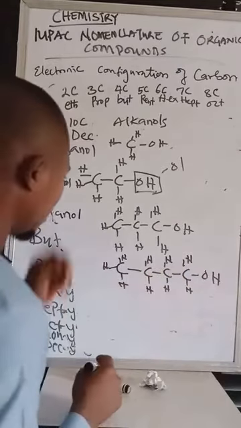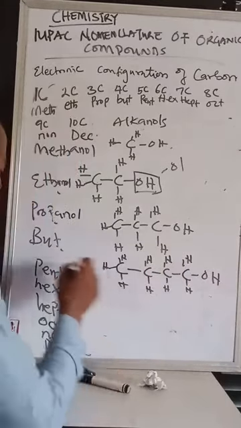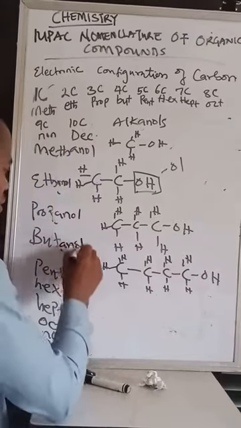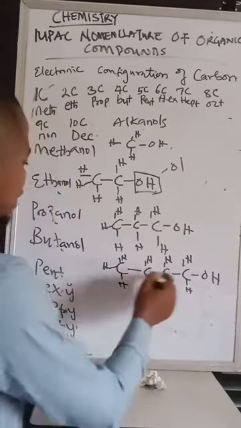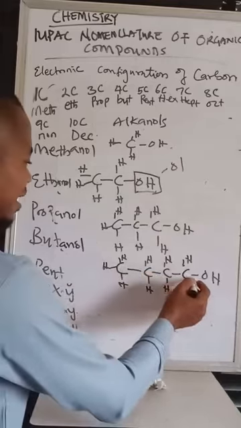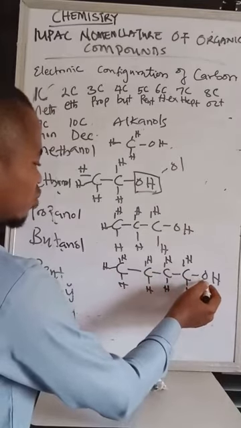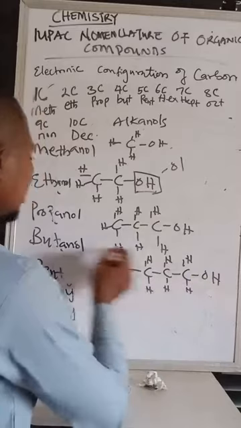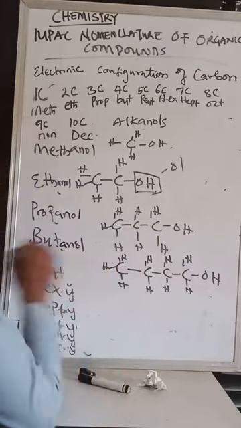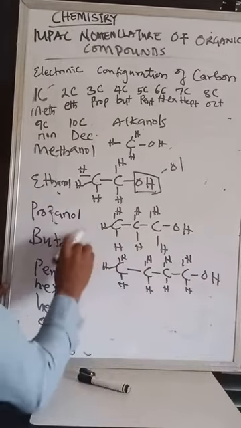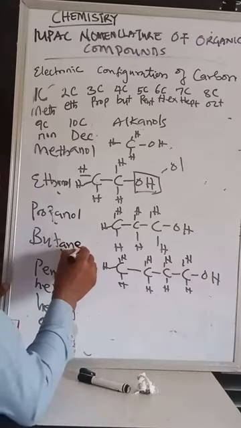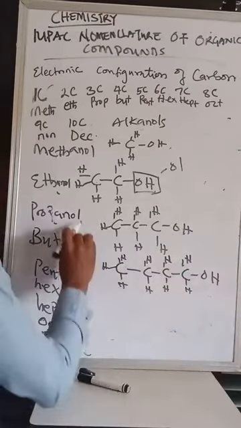So for 4 carbon, 1, 2, 3, 4 with an OH. 1, 2, 3. So this is going to be butanol. Butanol, because it is 4 carbon and it's actually an alkane, a butane, but they have replaced one hydrogen with OH. So now replace the E with OL. Ordinarily we can just say butane, but because there's an OH now, that's what makes the difference.